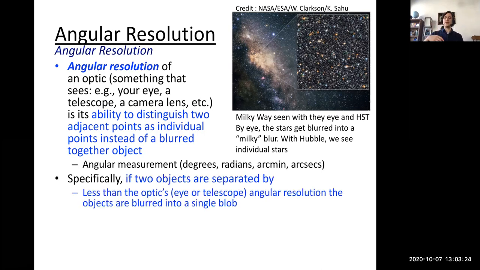And specifically, the way that we're going to refer to this, since we can describe, say, this red star and this red star, let's say they have an angular separation of 10 arc seconds or something like that. We know the angular separation between things. I'm going to spend a lot of time in this video trying to give you a way to reason this out and understand it. If two objects are separated by less than your eye's angular resolution or less than your telescope's angular resolution, whatever that value is, then the objects get blurred together into a single blob.